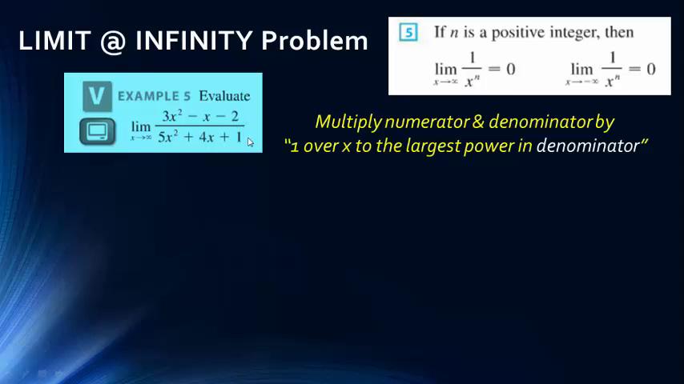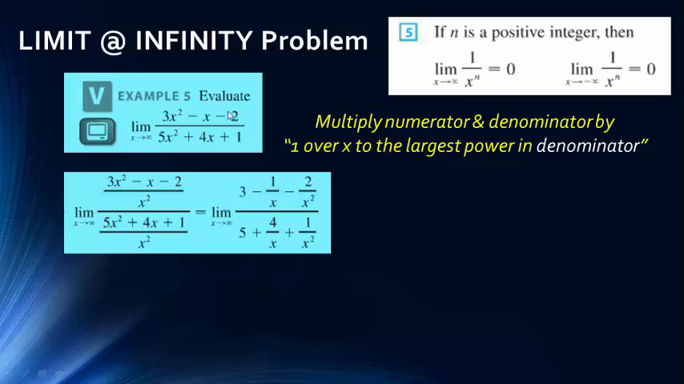We're also going to multiply the denominator by that, because we have to multiply both the numerator and the denominator by the same thing so we don't change the equation. Because 1 over x squared divided by the same thing, 1 over x squared, is equal to 1. So we're really only multiplying by 1. So we're multiplying the numerator by 1 over x squared, and we get this. We're multiplying the denominator by 1 over x squared, and we get this.